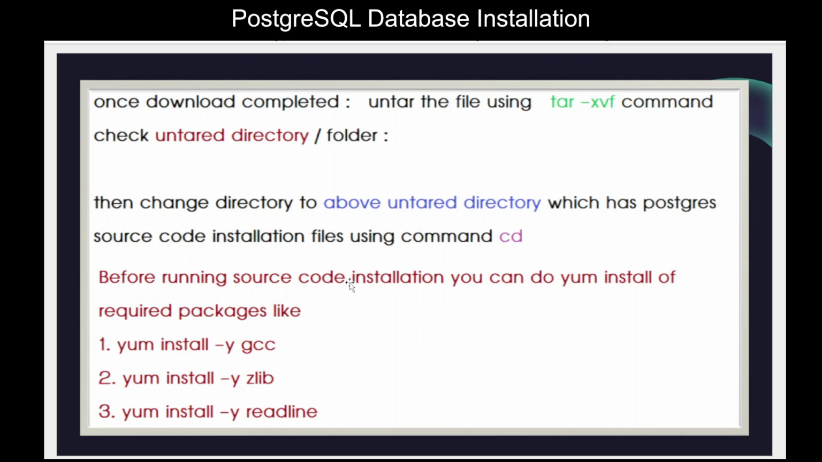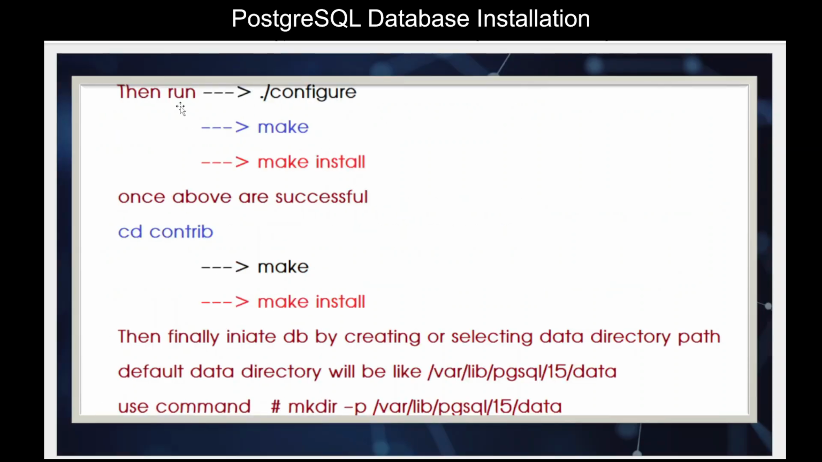Before running the source code, you need to take care of a few packages like gcc, zlib, readline. Otherwise, while installing the software, it will throw errors saying readline is missing, gcc is missing, zlib is missing. At that time also you can install the packages, no problem. But as a pre-check, we can go with yum install -y gcc, gcc-c++, yum install -y zlib, zlib-devel, yum install -y readline, readline-devel. These are required to proceed with the installation part. Okay, so coming to the next.